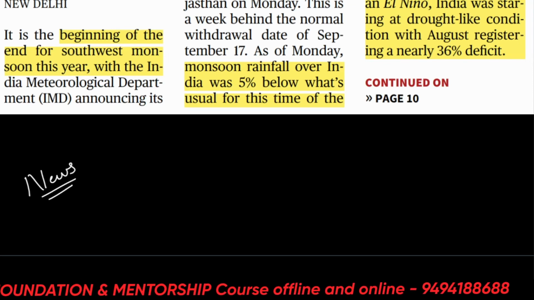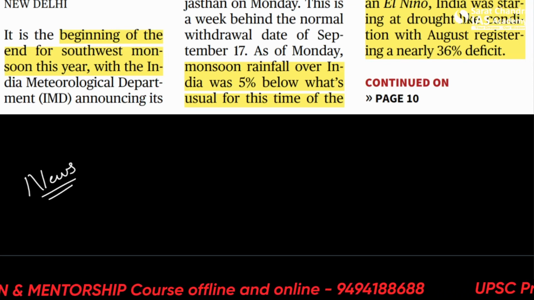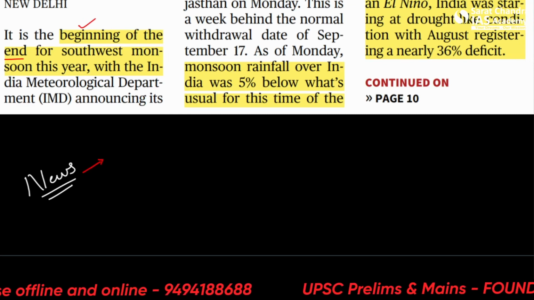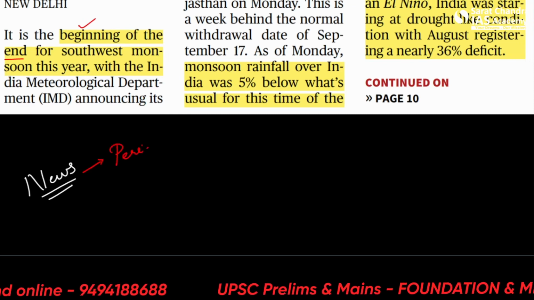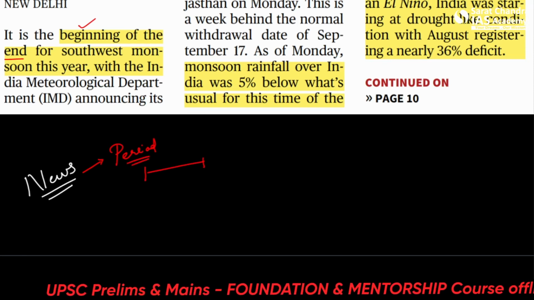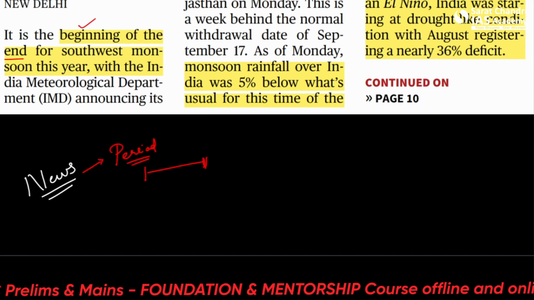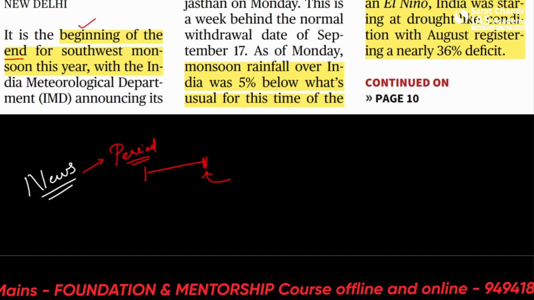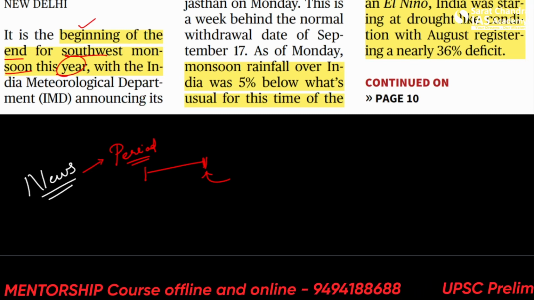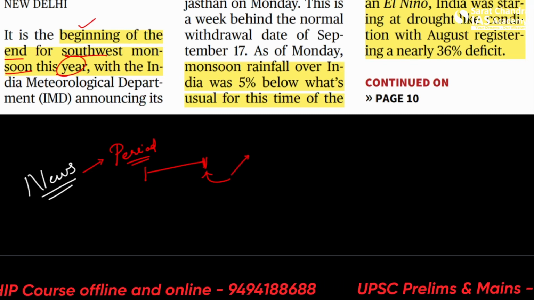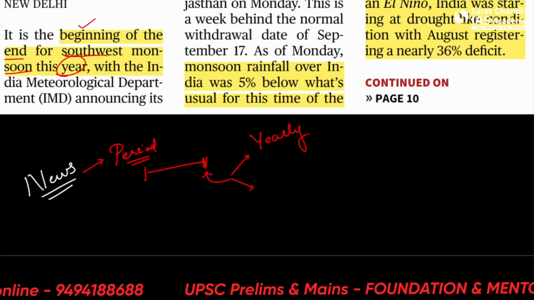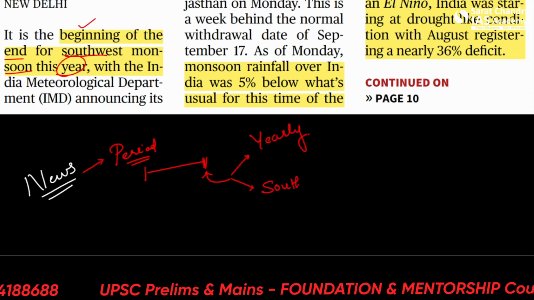So this is the news article we are talking about. So it says it is the beginning of the end. Alright, it looks like a complicated line, but it shows that we are talking about a period which marks the beginning of the end of something. Alright, and end of what? Especially the southwest monsoon this year. So one thing is it's an annual phenomena. And what is the phenomena? The southwest monsoon.